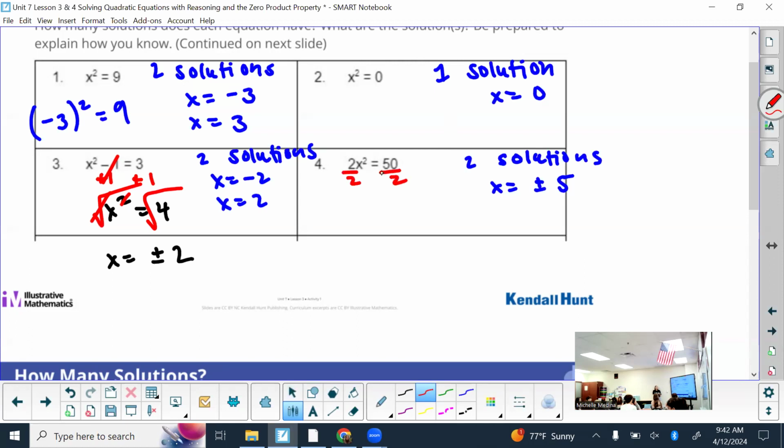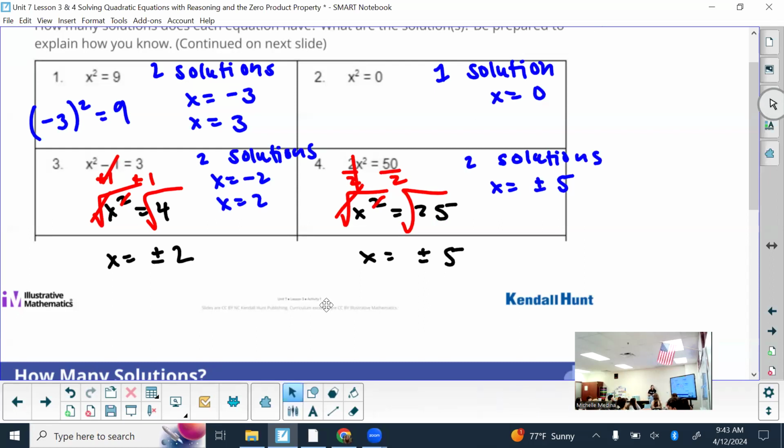By dividing by 2, I get x squared equals 25. Opposite of squaring is square rooting. And now moving forward, anytime you square root, remember the plus or minus sign. Good there? 2 solutions. And yes, there's other ways, but know that you won't always have graphing, so try not to use graphing in this unit. Maybe just to check your answer.